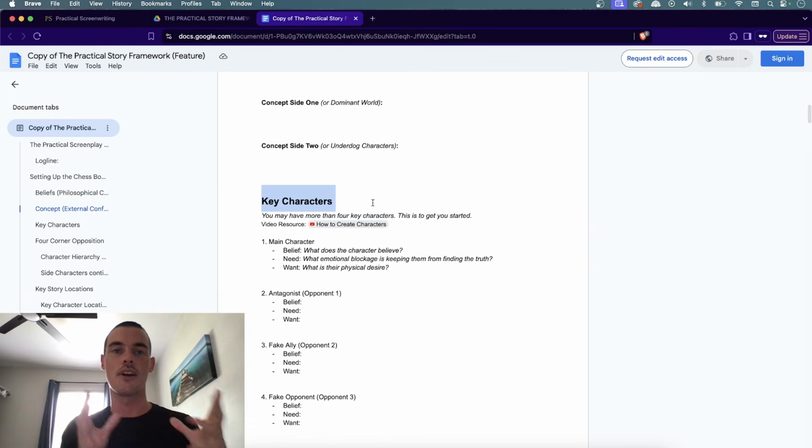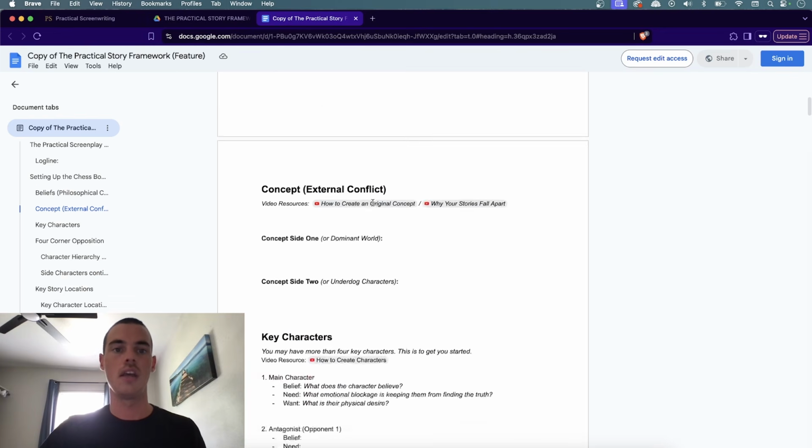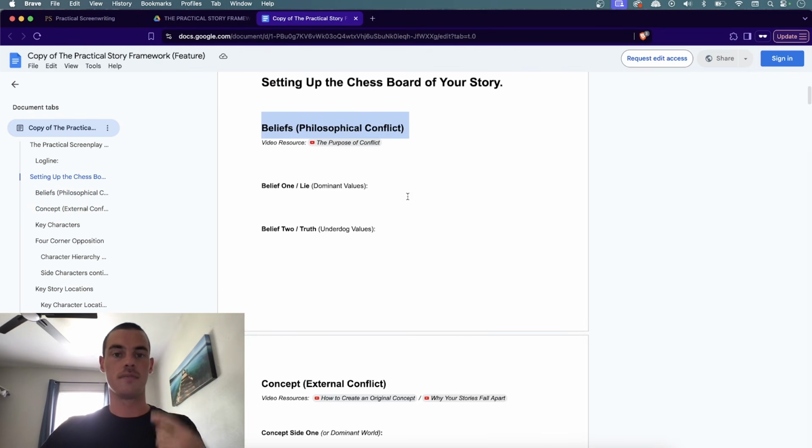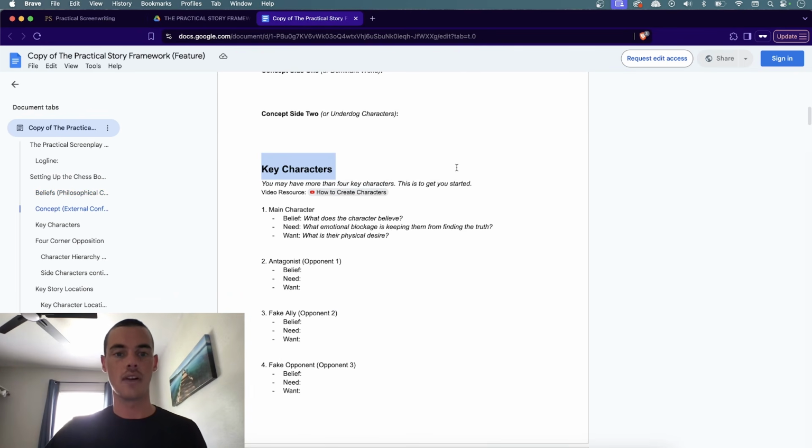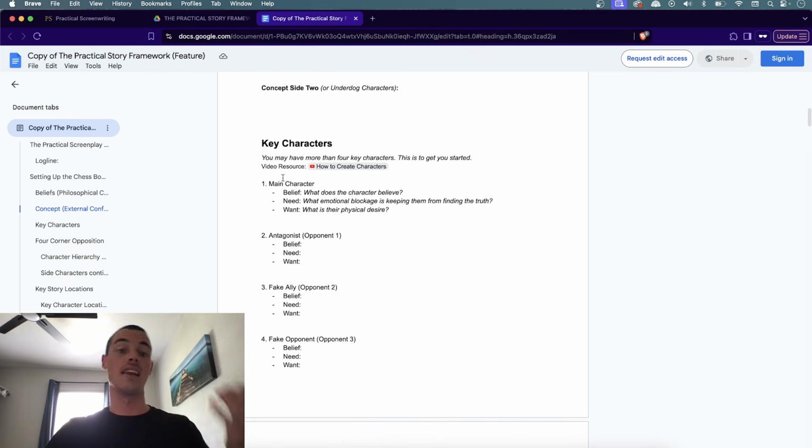You could also think of the characters as the emotional soup of the story, right? It's a 3-in-1. Beliefs, philosophy, worldview, concept, physical space, physical reality, characters, emotions, how we're actually seeing the story play out. And then again, each character is also this trinity of a 3-in-1: beliefs, emotions, and physical desires.